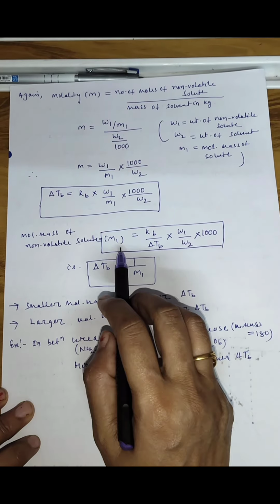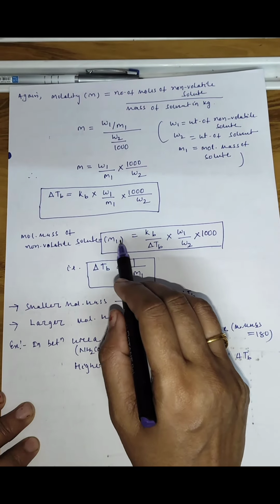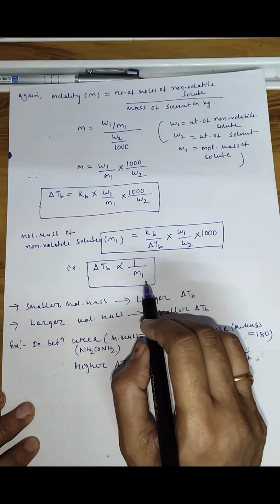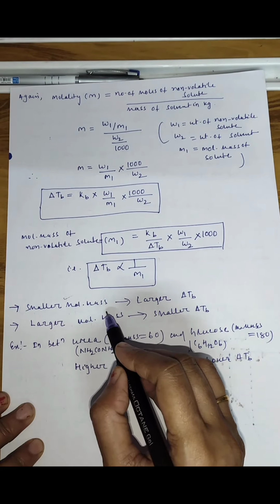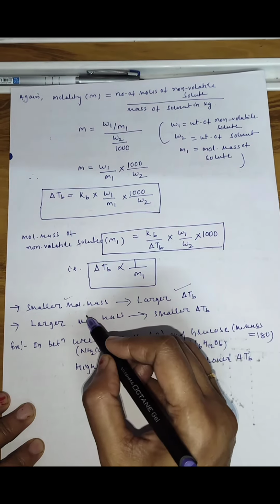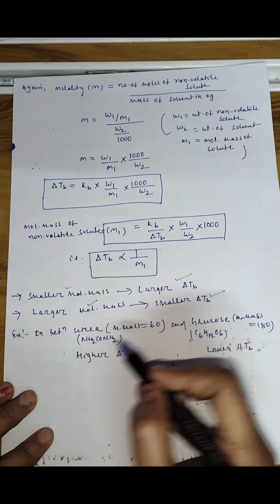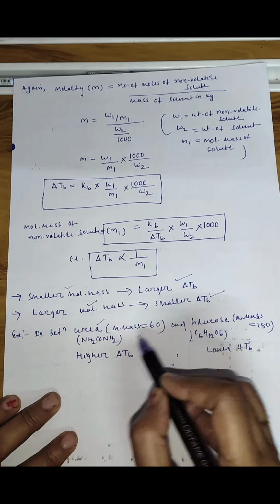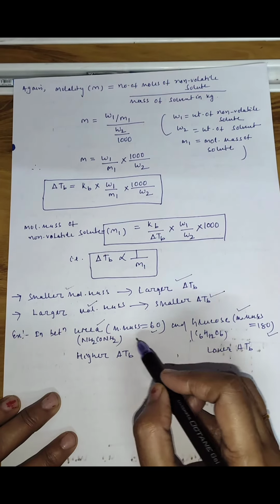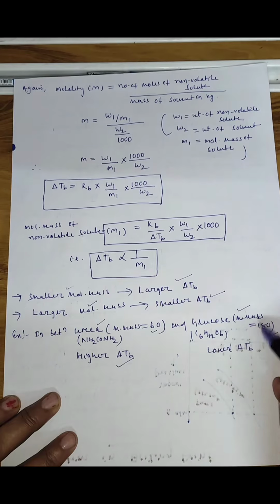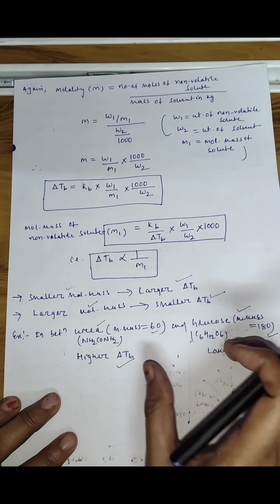That means there is a relation between the elevation in boiling point and the molecular mass of the non-volatile solute. They are inversely proportional to each other. If you take a non-volatile solute whose molecular mass is smaller, the greater is the elevation in boiling point, and the greater the molecular mass, the smaller is the elevation in boiling point. For example, take urea, whose molecular mass is 60, and glucose, whose molecular mass is 180. The lower the molecular mass, the higher the delta Tb, so urea gives a higher delta Tb, and glucose, with higher molecular mass, gives a lower delta Tb. This is a comparison between these two non-volatile solutes. Okay, thank you.